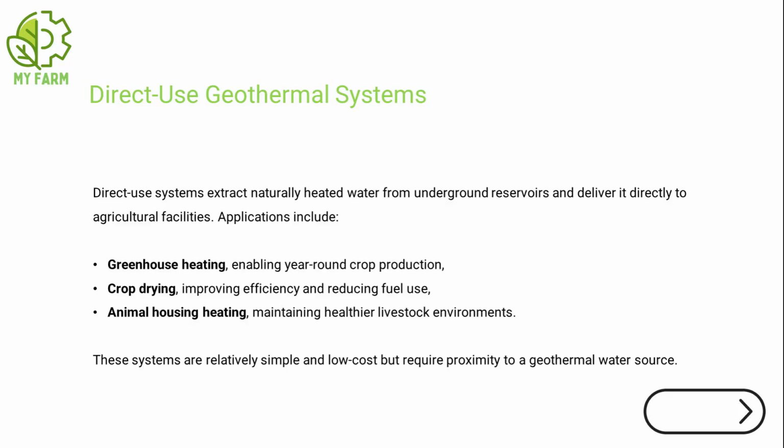Similarly, animal housing, such as dairy barns or poultry facilities, can be warmed using geothermal heat, ensuring animal comfort and contributing to healthier livestock. Direct-use systems are cost-effective, environmentally friendly, and relatively low maintenance, but they do require proximity to a natural geothermal reservoir.